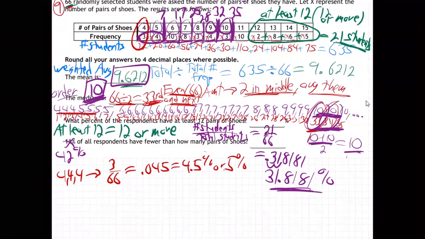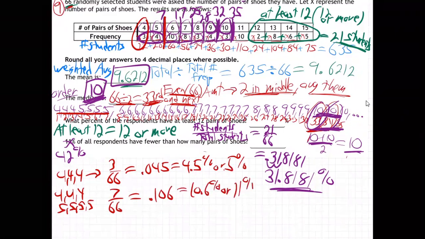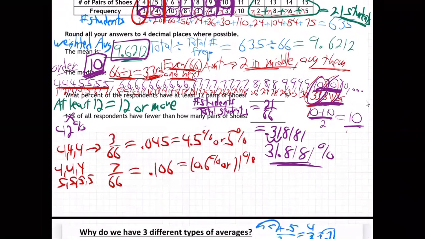No, let's go further. Let's go 4 and then put in a bunch of 5s. Come up to here now. So that's 4, 4, 4, and 5, 5, 5, 5, 7 out of 66 students. Divide that on your calculator. That's 0.106, which is 10.6%, or 11%. 11% of the students. So we need a little more.